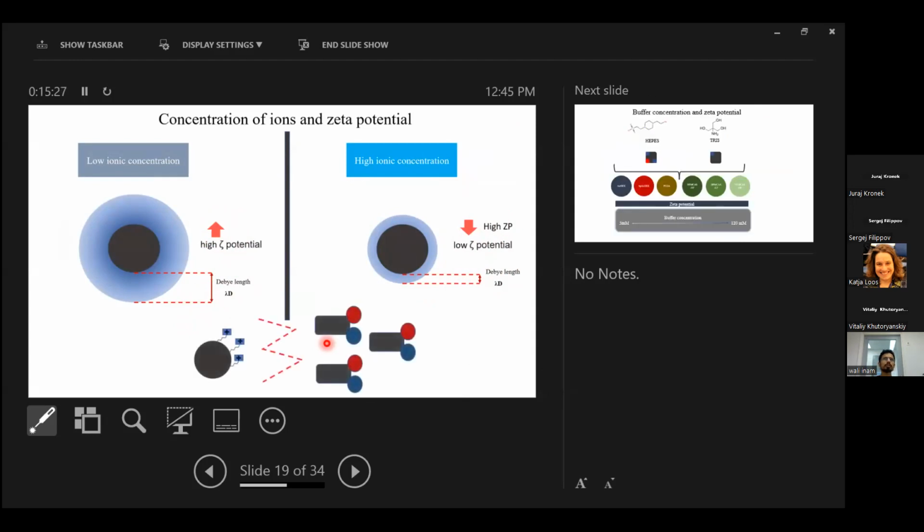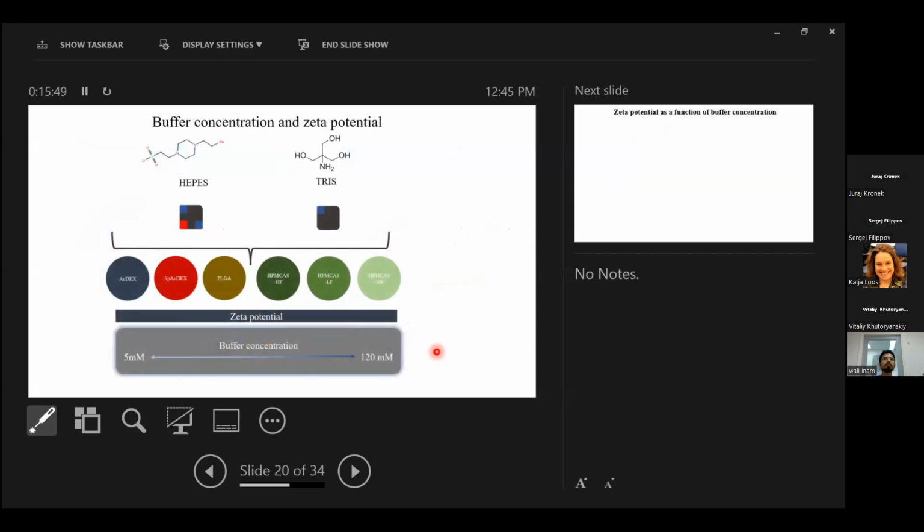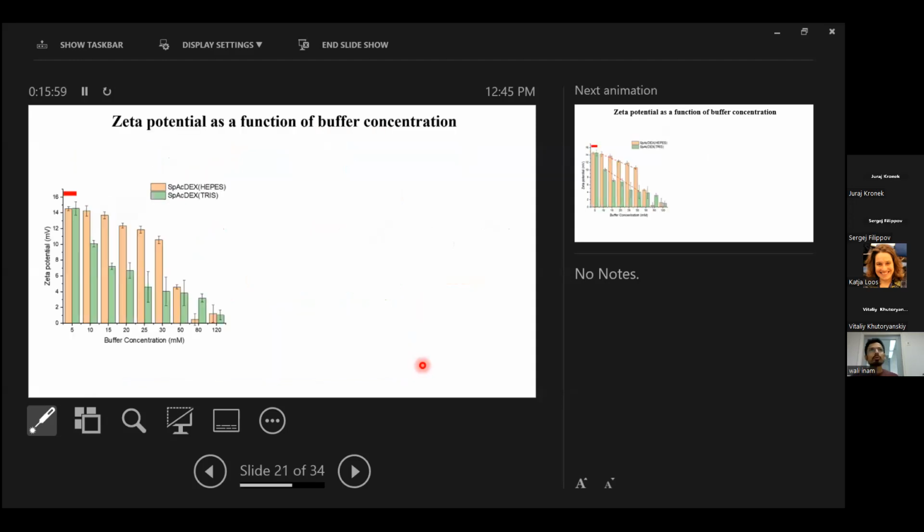So what we wanted to see was, if we change the concentration of the buffers and analyze the zeta potential of particles over a range of buffer concentrations, can we see a change in zeta potential, and that may reflect the interaction between the buffers and the nanoparticles. So what we again did was use HEPES and Tris buffer and measure zeta potential over a buffer concentration range from 5 millimolar to 20 millimolar. And here we also saw some very interesting things.